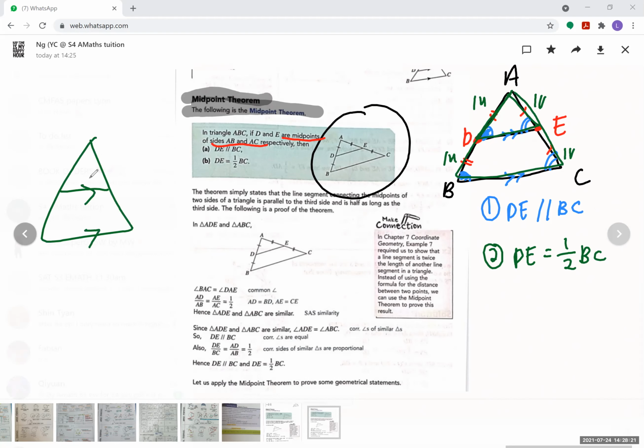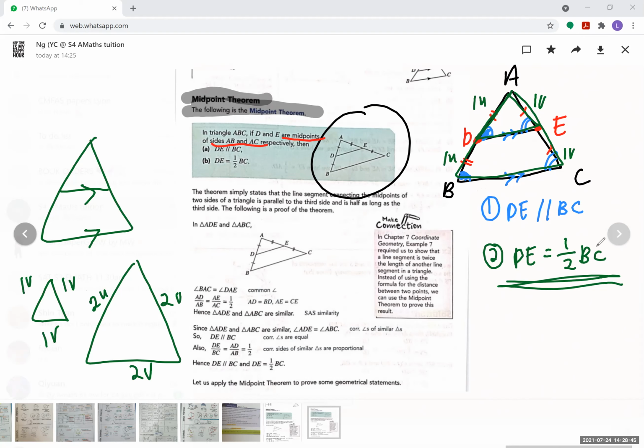So this is the pyramid method, correct? Whereby these two are parallel. So a parallel means I can draw it separately. The small one will be 1U, 1U, 1U, and the big one will be 2U, 2U and 2U. So therefore, I can say that DE is actually half of BC because DE is 1 unit and BC is 2 units. You all got it? Understand? So with that, y'all can fill it into your notes about the midpoint theorem. Then we're going to do a few questions. Okay, and then that's all for this chapter.